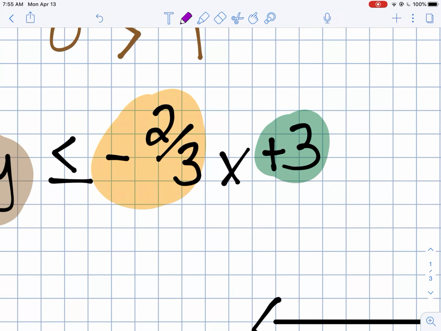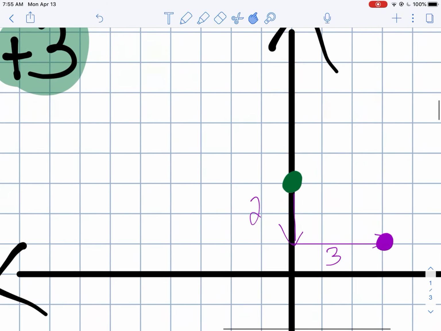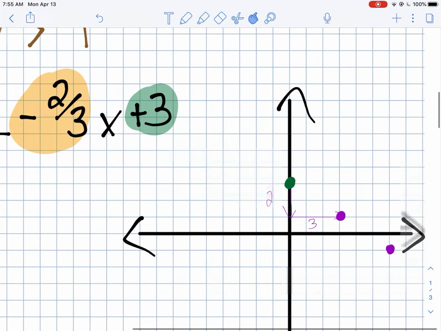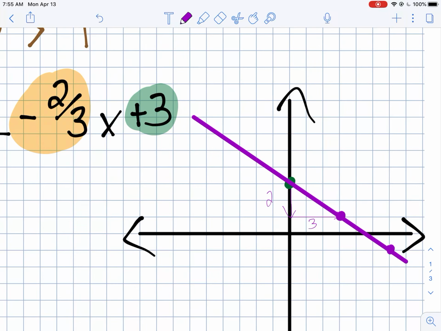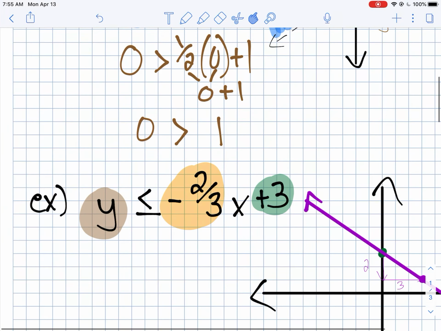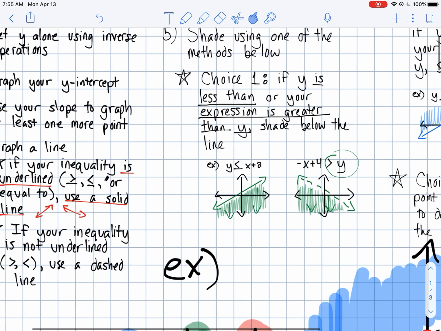Now, here's the check we talked about last week. If your slope is negative, that means your line should be going downwards. If you look at this line, eventually when I connect these dots, they're going to be going down just like this. This is what I want to see. That's a negative slope. So I know I did this right.